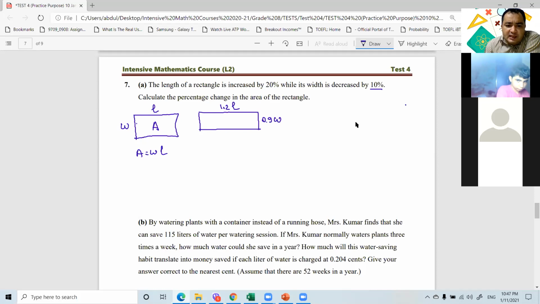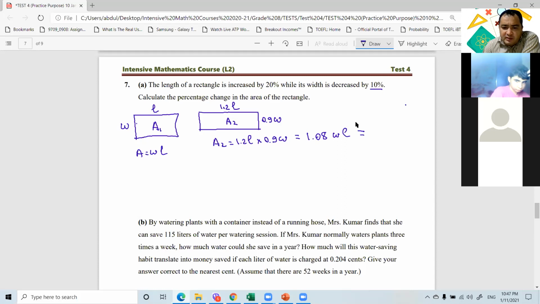Let's say the original area is A1 and the new one is A2. A2 is 1.2 L times 0.9 W, which is equal to 1.08 WL. That is the area of the new rectangle. Now, what is the question here? Calculate the percentage change in the area of the rectangle. What is the percentage change?